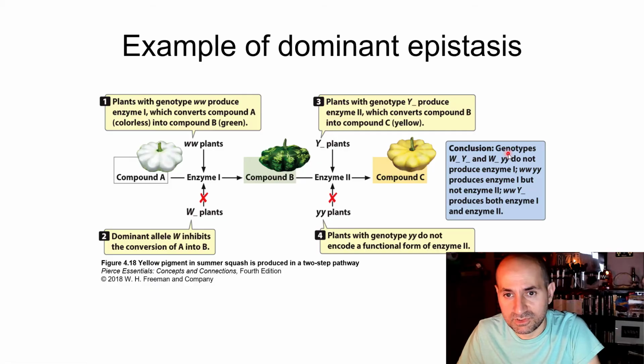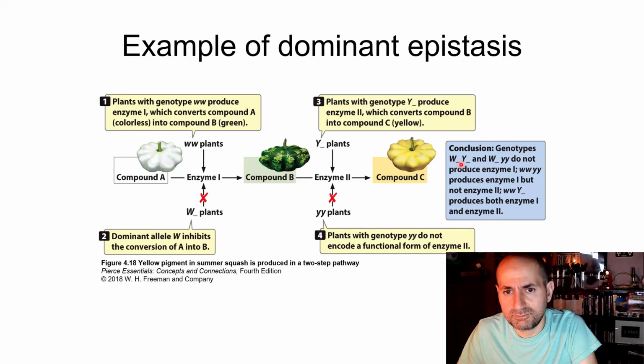So what is the conclusion here? Genotypes big W, big Y, and big W, little y do not produce enzyme 1. It makes sense because that's the epistatic gene, dominant epistatic. So you only need one. By the way, that's why it's dominant epistasis. You only need one copy of capital W. If this was recessive, you'd need 2 copies of that epistatic gene.